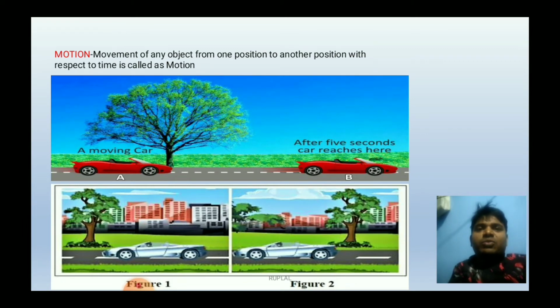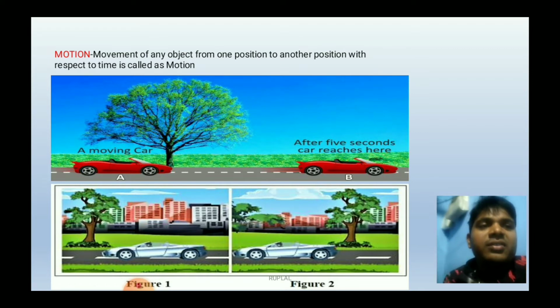Let's define the term motion. Motion means movement of any object from one position to another position with respect to time. It is called motion. Here we can see a figure given below. A car is in position A. Now after 5 seconds it is in position B. That means with respect to 5 seconds, it changed its position from A to B.